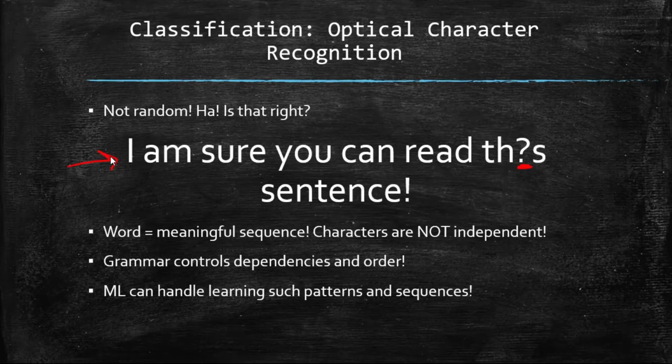Machine learning can be used to extract such patterns and sequences from the data. So machine learning can see loads of examples of letter A, of all those weird shapes, right?